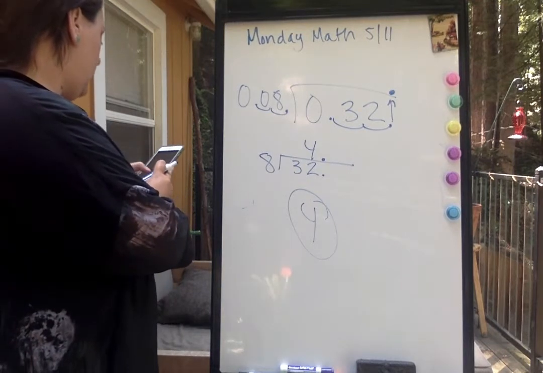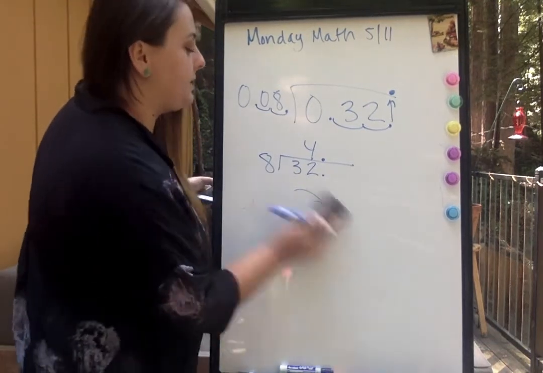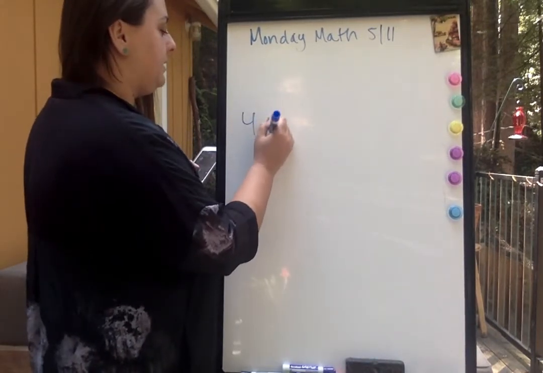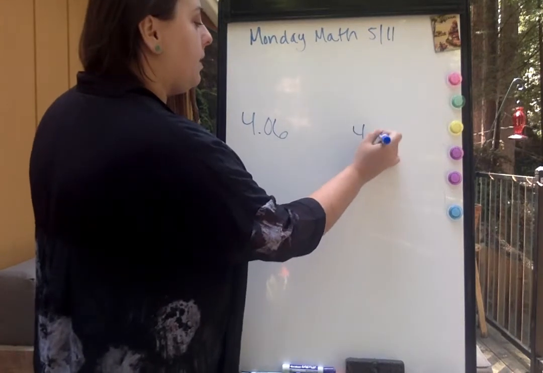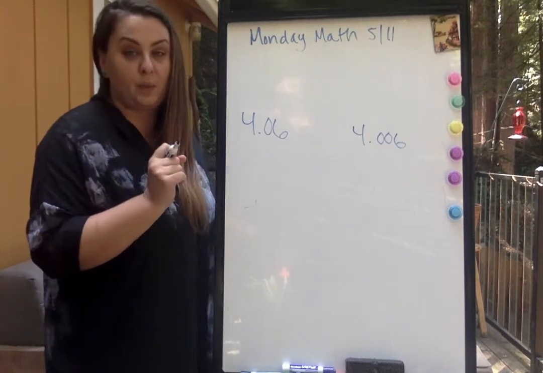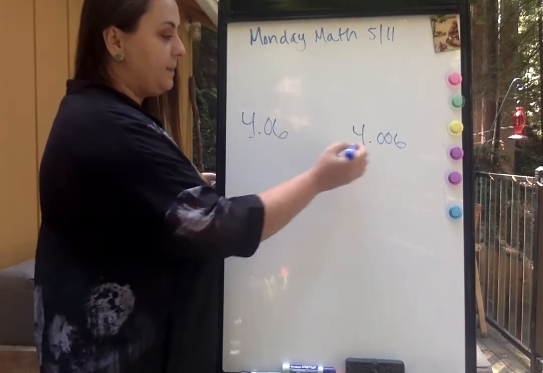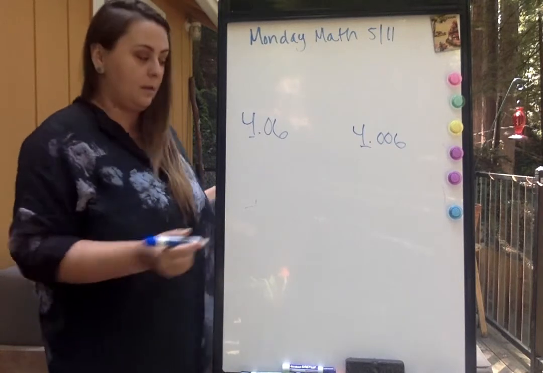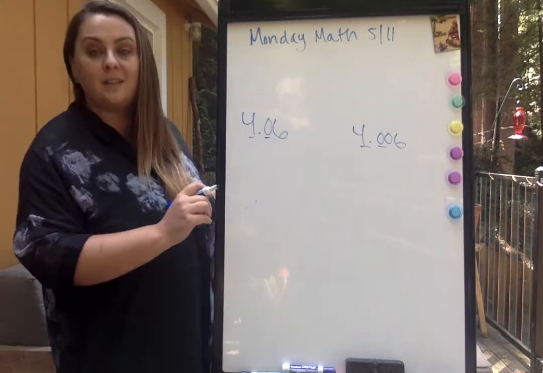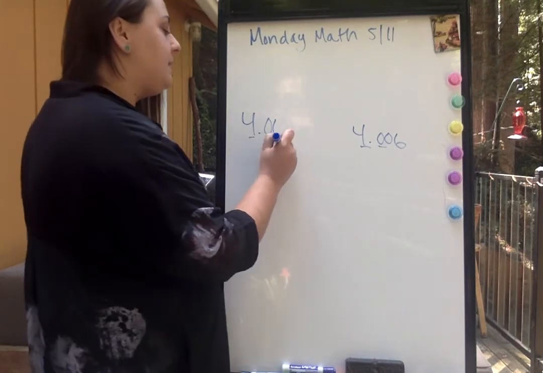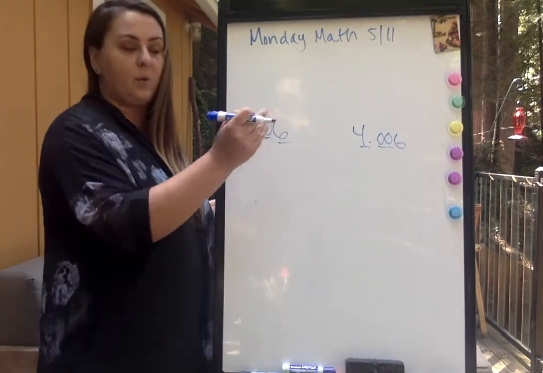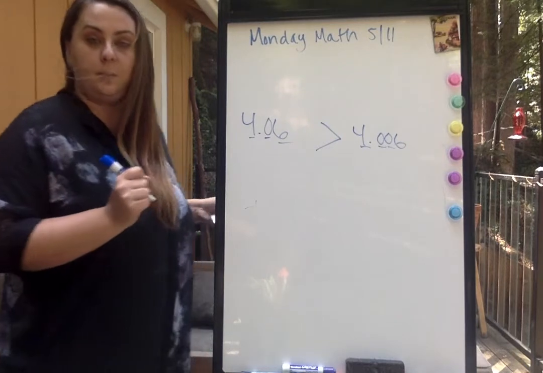Okay. Now we're going to compare decimals, so we're going to look at place value. So 4 and 6/100, and then 4 and 6 thousandths. So let's start to compare. Start with your largest place value first. We've got a 4 in the ones place, a 4 in the ones place. We've got a 0 in the tenths place and a 0 in the tenths place. Now we've got a 6 in the hundredths and a 0 in the hundredths. So 6 is more than 0, so that's going to be your larger number.